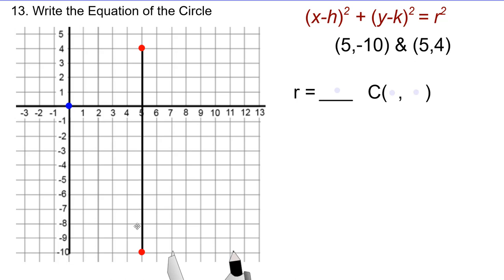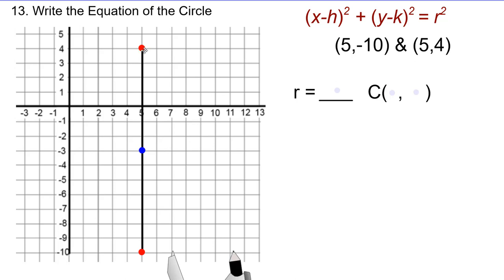First thing we want to do, because we're going to write the equation of the circle, we need to find out what is the radius and what is the center. So the best thing to do first would be to find the center. Now you can probably guess where the center is. But how do we find the center given two endpoints of a diameter? Well, just like we did yesterday, we have to use the midpoint formula. The center is the midpoint of this line.